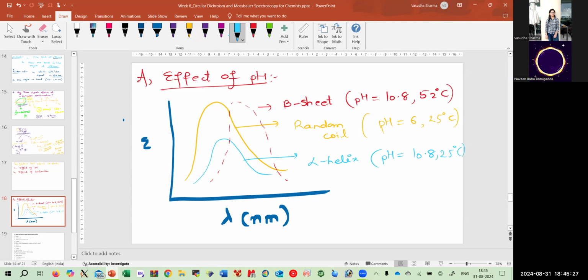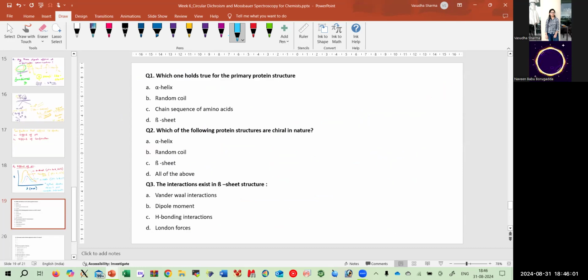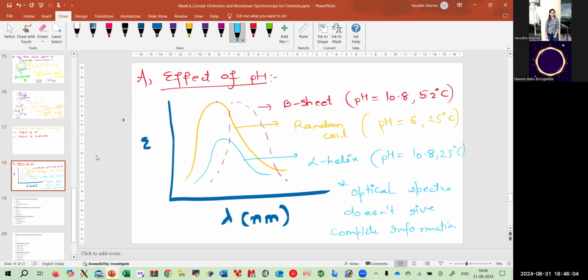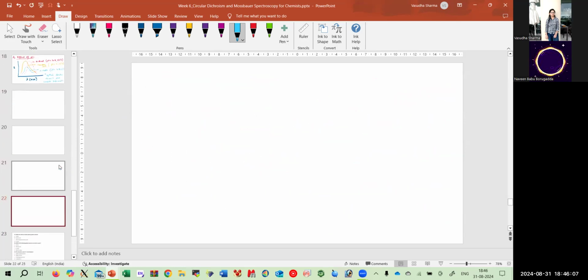If we see this absorbance data carefully, we don't really see any kind of shift. Even if the shift in the beta and random coil we can identify, in alpha and beta there is only an intensity difference. We don't really see a particular shift. So the optical spectra does not give complete information. That's why CD spectrum becomes very, very important in that case.